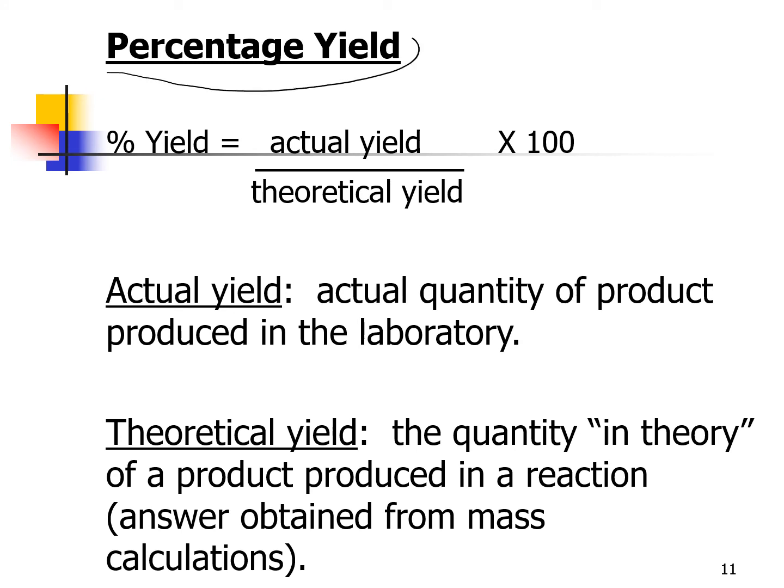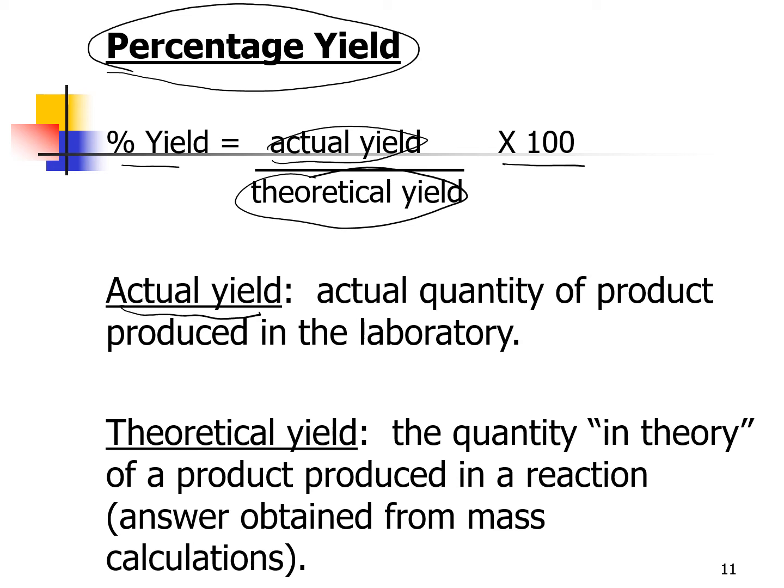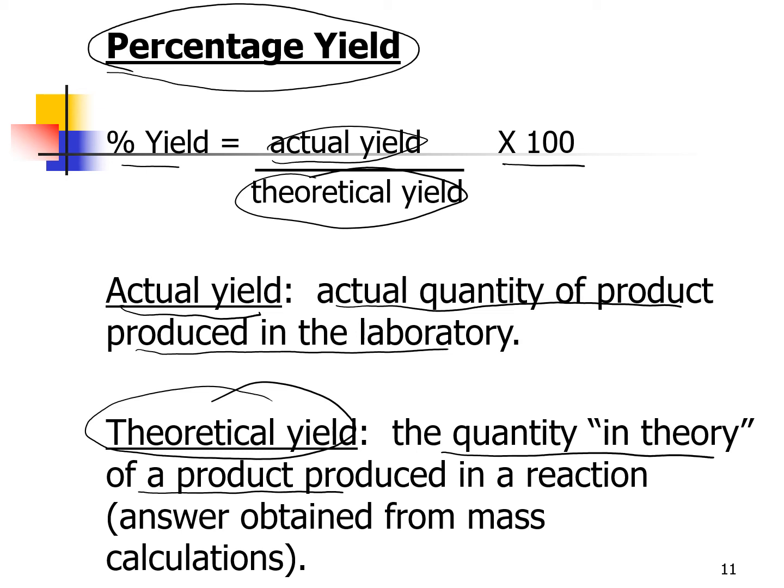Percent yield is a formula you want to remember. Percent yield is actual yield divided by theoretical yield times 100 to make it a percent. Actual yield is, if you were to make a chemical in the laboratory, the actual quantity of product that you produced in the lab. Versus theoretical yield, this is the quantity in theory of a product produced in a chemical reaction. This would be the answer obtained from doing mass calculations like what we're doing in this lecture. So this is what we've been writing down on a piece of paper. We react these chemicals. This is how much we can produce.